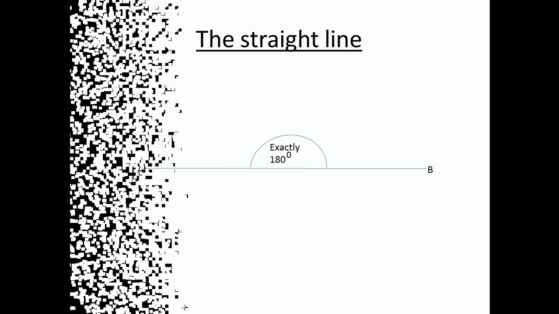Let's move ahead to learn more about angles. There's a special kind of angle we usually don't take notice of, which is the straight line. The straight line is an angle, and it is also exactly 180 degrees. So if we see an angle that is 180 degrees, it's a straight line.